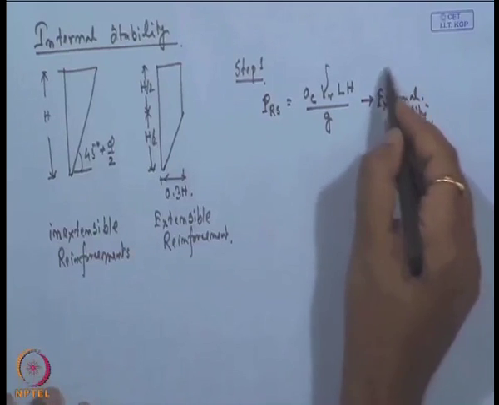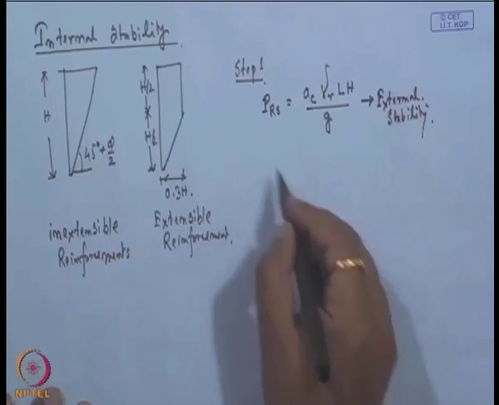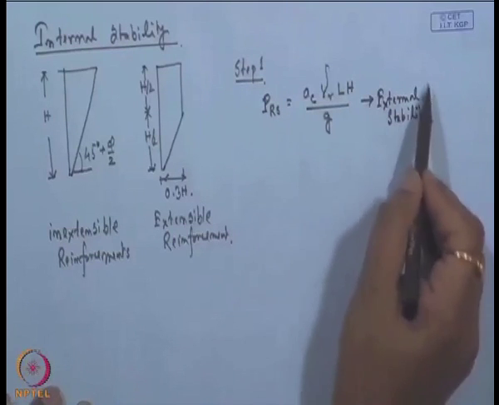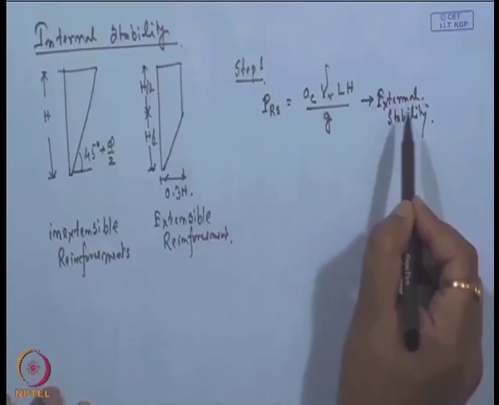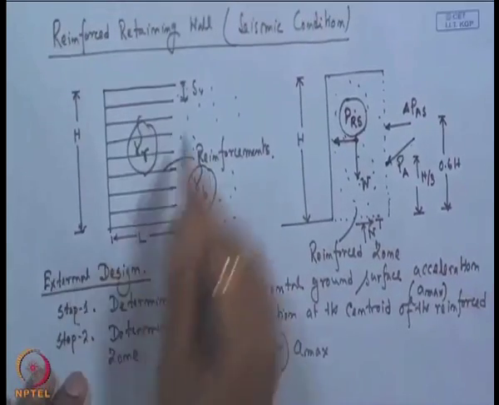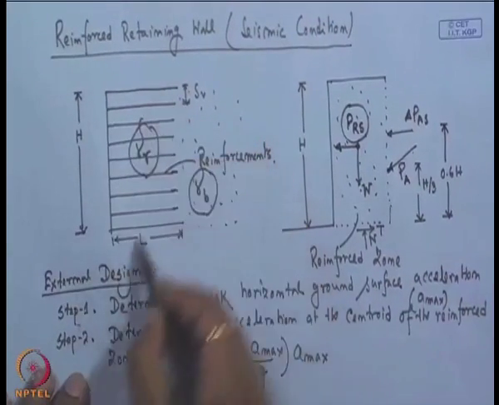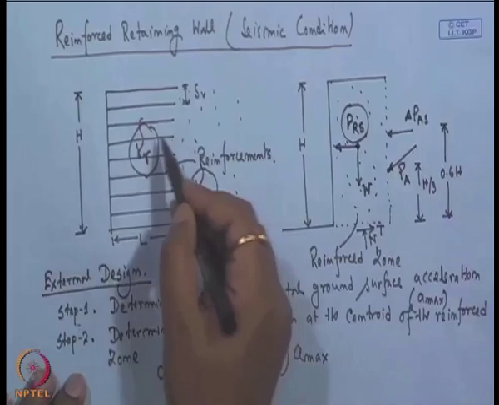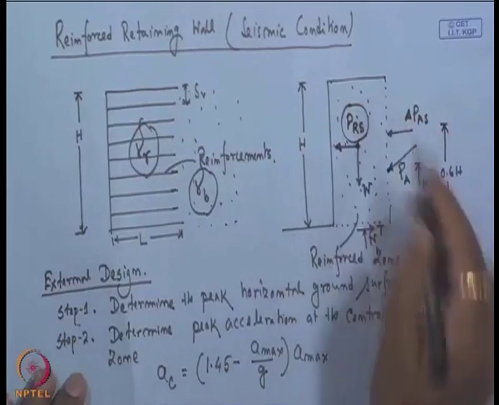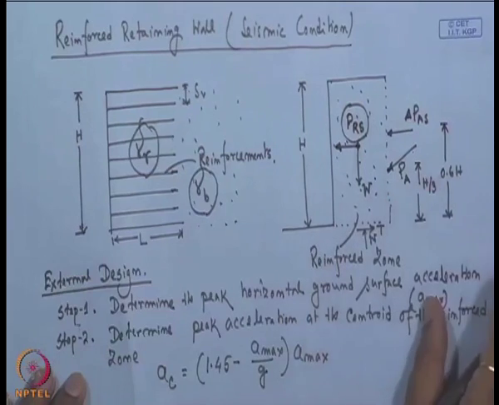So, for external stability, there is a difference between the two forces. P_RS is what we used for the external stability check condition. There we consider the forces acting on this reinforced zone, where this is L and H, so this weight and the force P_RS acting within the reinforced zone. So, that was used for the external checking condition.